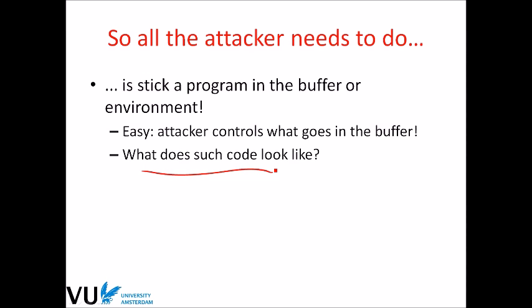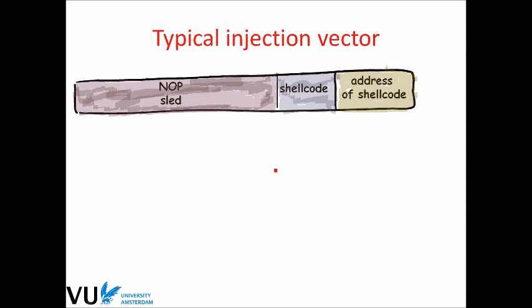We're now talking about the attack vector. We understand the basics of the buffer overflow. This is how it works. We understand the addresses. Now, what does such attack code really look like? Well, such attack code is sometimes referred to as shellcode, and it's packed in an attack vector. The attack vector typically consists of a so-called NOP slide, the actual shellcode, which is the functional part, and the address of the shellcode.